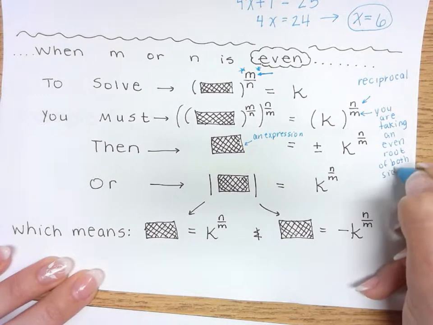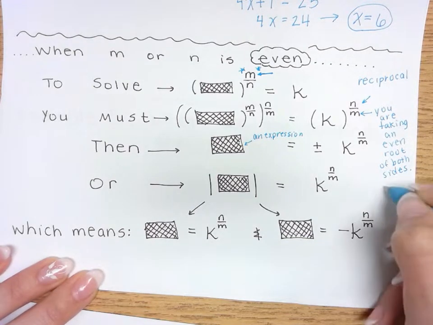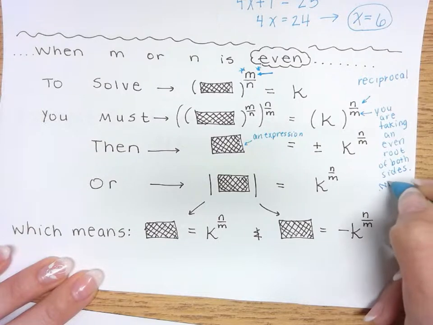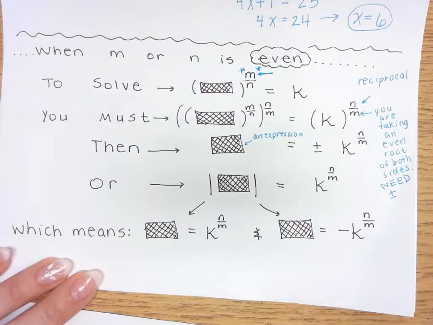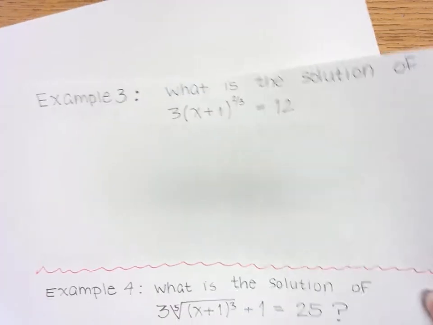If you take an even root of something, you need to have accounted for all answers, so you need the plus minus. So that is where all this stems from. Okay? So we're going to see that in this example. We're going to start right over here.